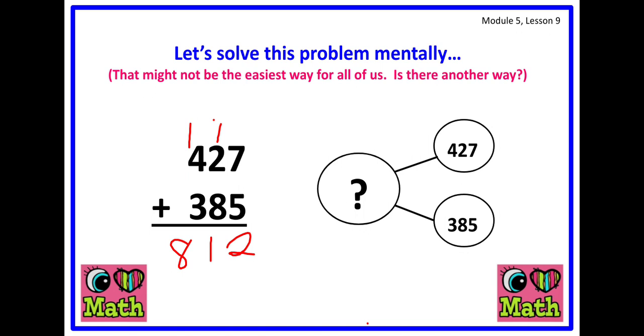So we now have 100 plus 400 plus 300. That will give us 800. So therefore, 427 plus 385 is 812. So it will be easier to solve this in a vertical form or any other form. But to solve this mentally may not be that easy.